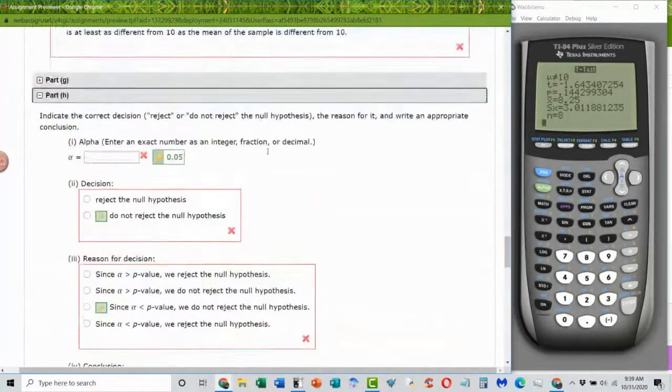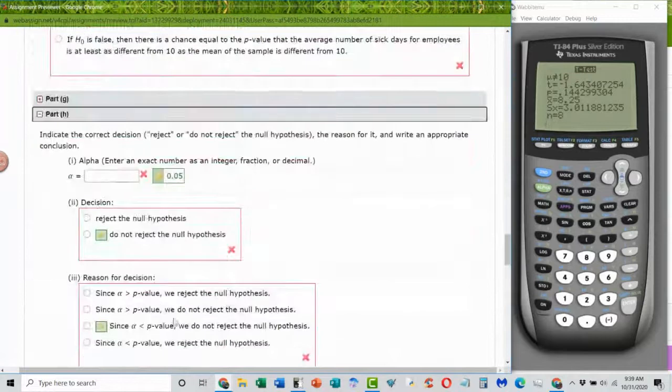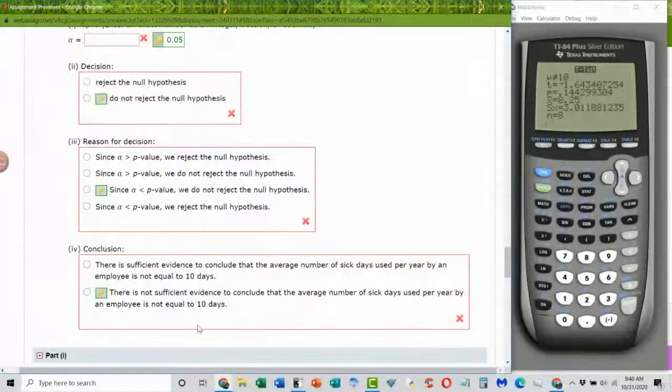What are we going to do? Are we going to reject or not reject? Well, let's see. Since 0.144 is bigger than alpha 0.05, we don't reject the null hypothesis. It seems easy enough. What does that mean? Well, it means that there's not enough evidence to say that it's not 10. So we're not saying that it is 10, but we're not saying that it's not 10. So 10 is probably where we're going to stay.